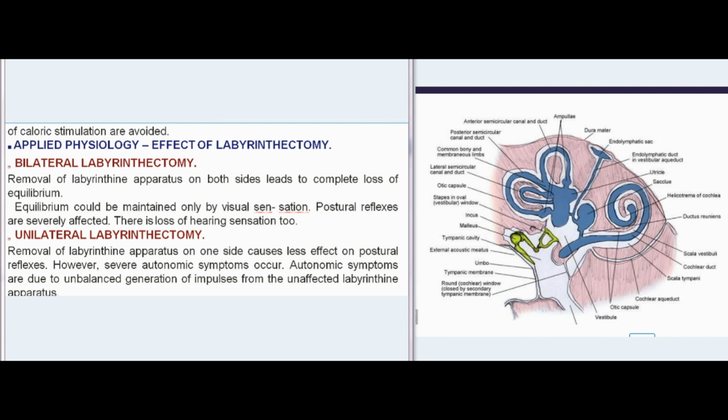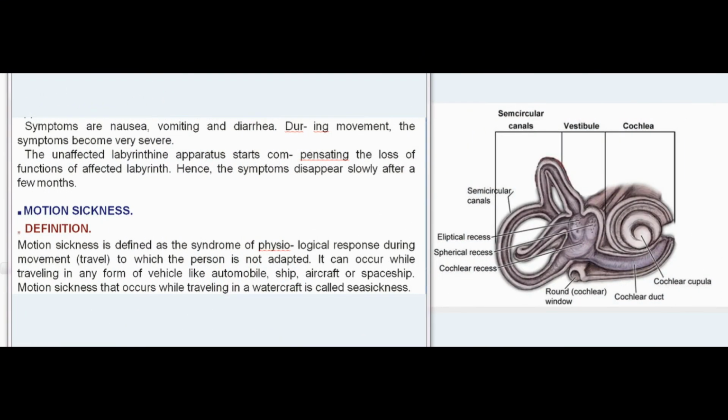Unilateral labyrinthectomy: removal of the labyrinthine apparatus on one side causes less effect on postural reflexes. However, severe autonomic symptoms occur. Autonomic symptoms are due to unbalanced generation of impulses from the unaffected labyrinthine apparatus. Symptoms are nausea, vomiting and diarrhea. During movement, the symptoms become very severe. The unaffected labyrinthine apparatus starts compensating for the loss of functions of the affected labyrinth. Hence, the symptoms disappear slowly after a few months.